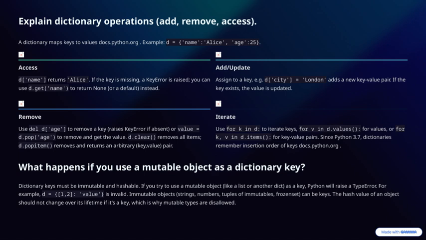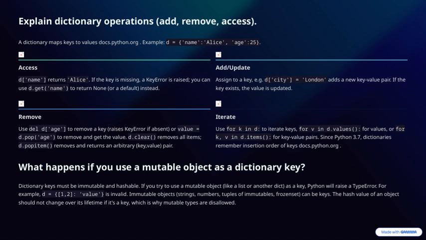When it comes to removing items, you have options. Using `del d[key]` will delete that key-value pair but will raise a KeyError if the key isn't present. Alternatively, `d.pop('age')` will remove the key and also give you back its value, which is useful if you need it. To clear the entire dictionary, you can use `d.clear()`. And if you want to remove and return an arbitrary item, `d.popitem()` is your go-to.